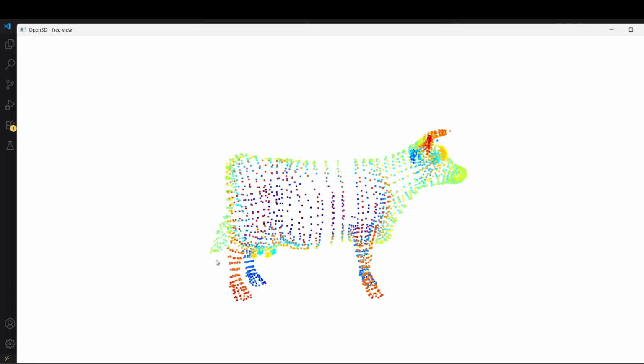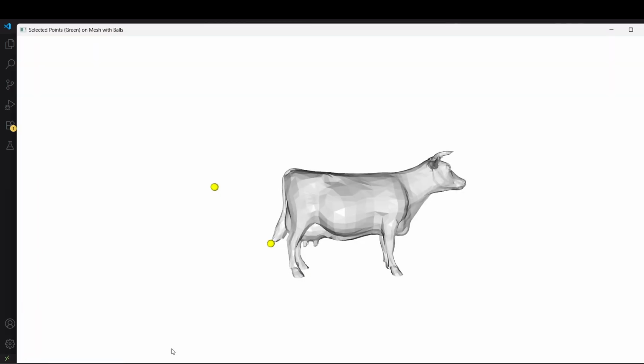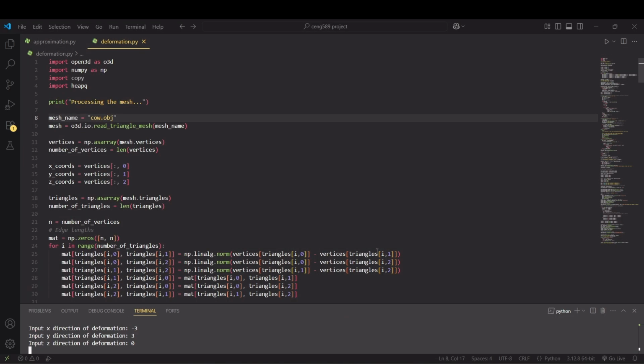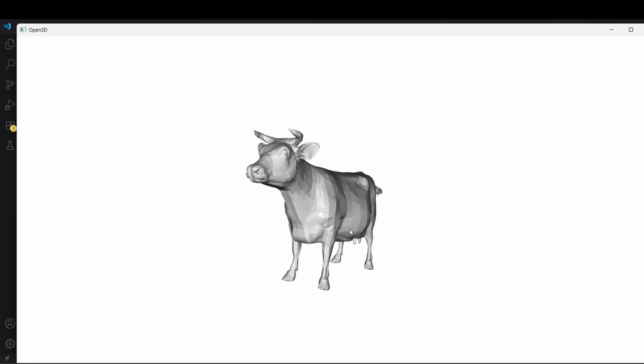Again, I choose the handle as the tip of the tail, and these are the near points that will be moved by the linear deformation function. For the handle, I input the handle movement. For x, I'll enter -3, for y 3, and z 0. So this is the handle, and the handle will move from this point to this point. This is the original mesh, and this is the deformed mesh. As you see, the tail is moved, and the other parts are the same.